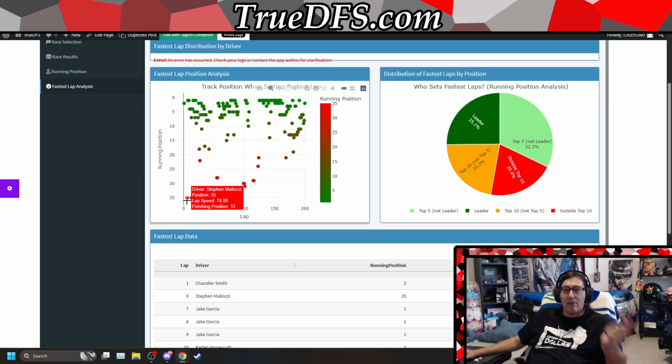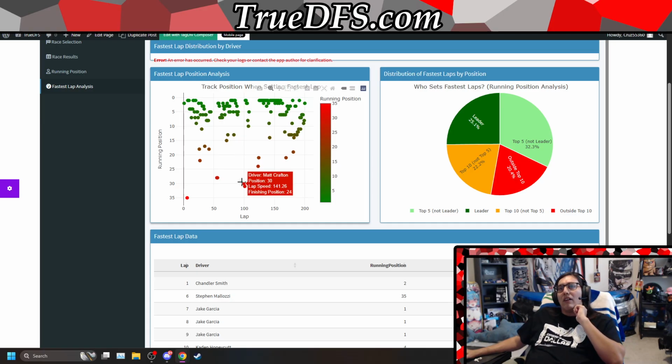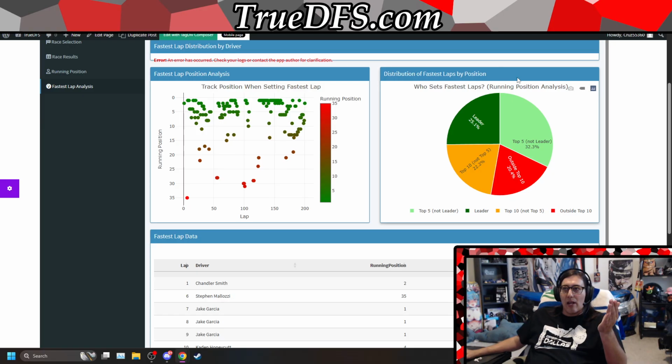Obviously this is Stephen when a yellow came out, back up to green, but we have a Ben Rhodes here. We have a driver here who scraped one off, who yet again just isn't in the database. Obviously Crafton here. I think this one's pretty accurate. I don't really think we're running out of situation here, but we're seeing who set the fastest laps in terms of where they were at, whether it was a leader, a driver in the top 5, a driver in the top 10, not top 5, and so on and so forth.